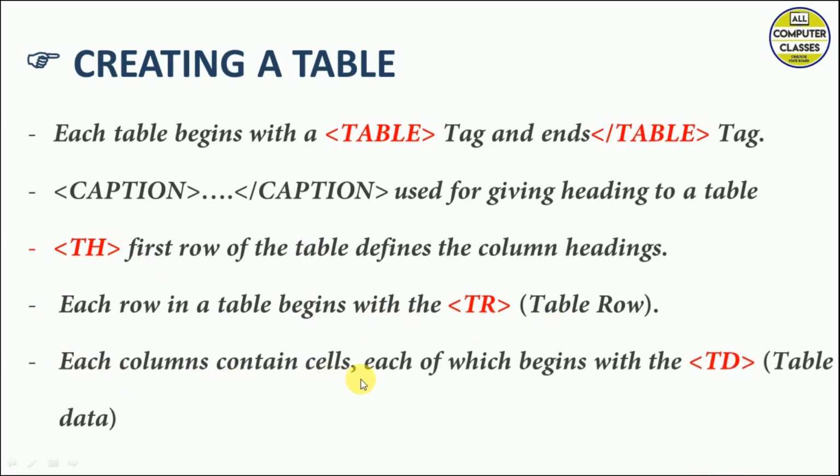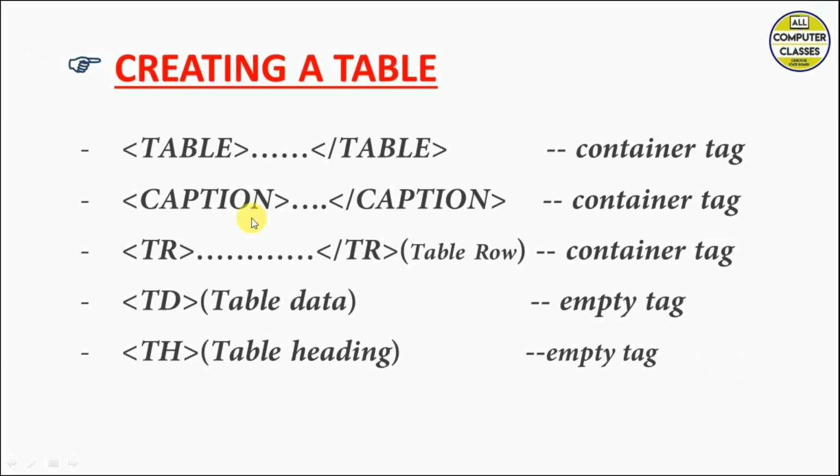Then each column contains a cell, each of which begins with the td because it will be containing data, table data, right? So table is a container tag as it is having opening and closing tag. Caption is also a container tag having opening and closing tag. tr, so table row, will be indicating here the row is ending, so we need to mention the closing tag, so it is also a container tag. td and th are empty tags. So let's create a table. When I create a table, you will find it very easy, right? So let's create a table.